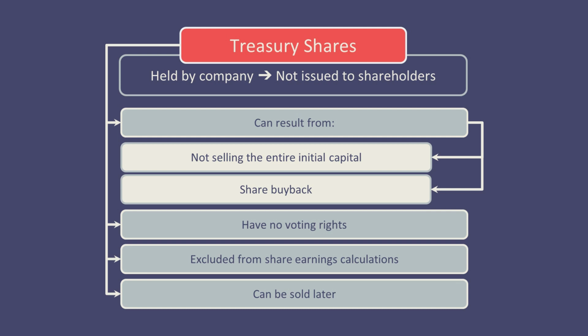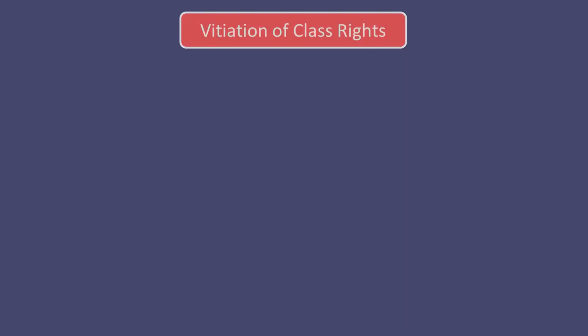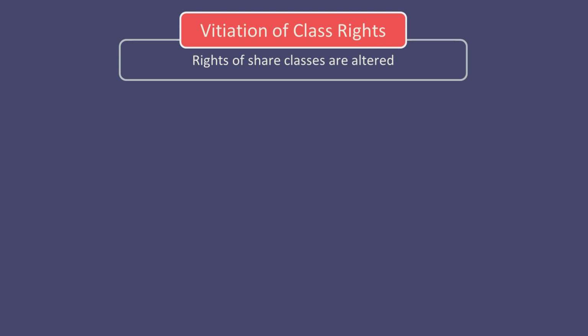You saw earlier that the rights of each share class are outlined in the Statement of Capital and Initial Shareholdings. Typically, these rights are voting rights, rights to dividends, and rights to a return of capital on winding up. But what happens if someone wants to change the rights of a share class? This is known as a variation of class rights. In the UK, the Companies Act 2006 protects vulnerable shareholders from this.